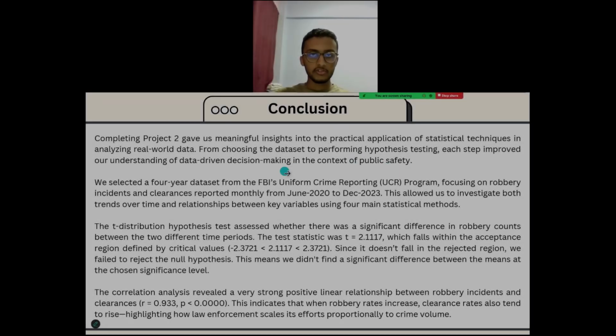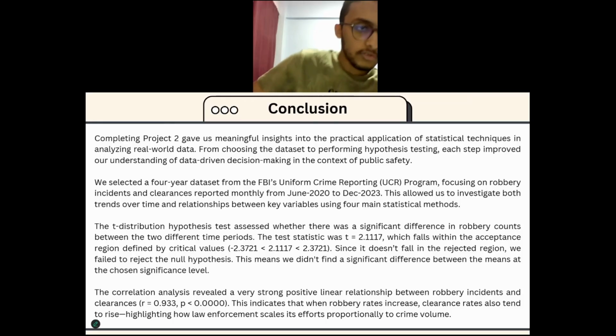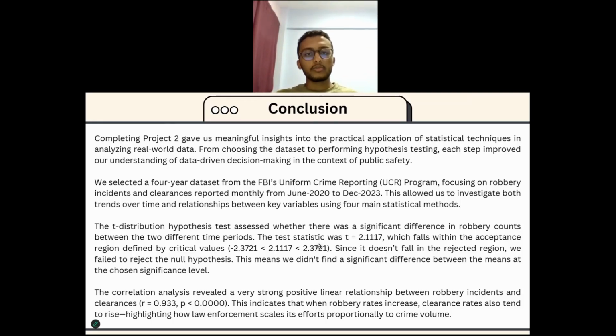We applied the statistical techniques we learned during this course in order to analyze real-world data and make data-driven decisions. We started with choosing the dataset, and then we did four different tests in order to draw conclusions: the t-distribution test, correlation test, regression test, and the ANOVA test. In the t-distribution test, we wanted to assess whether there was a significant difference in robbery counts before 2021 and after 2021, and we found that there was not a significant difference between the two means.